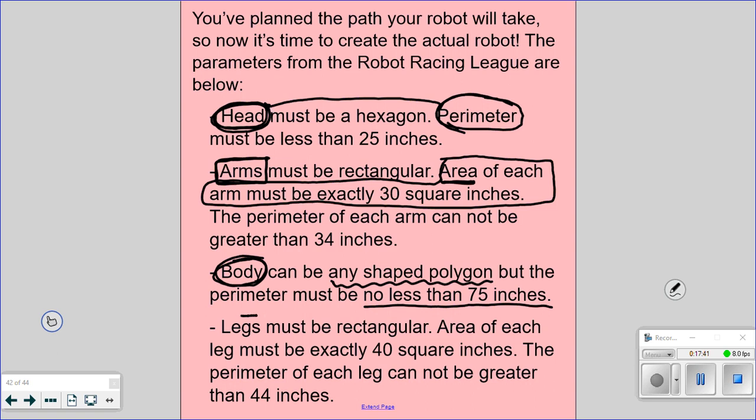All right, legs. Put a box around legs. And then just like the arms, draw a big rectangle around area of each leg must be exactly 40 square inches. I recommend you either start with the legs and go up, or start with the head and go down. I don't recommend you jump around because you might find that your body won't fit together if you've drawn something one way or another.